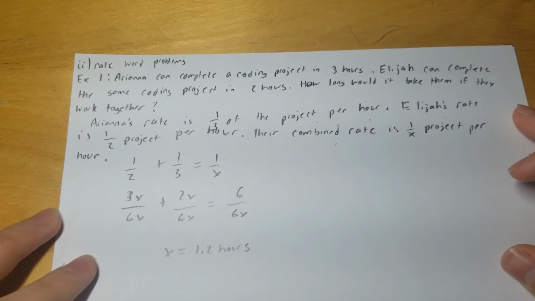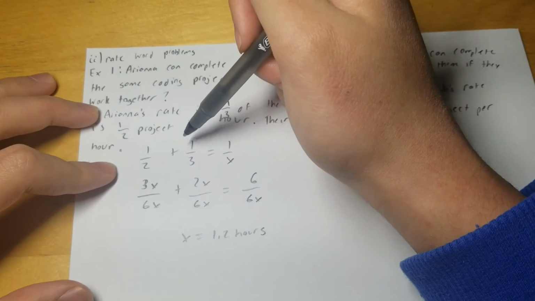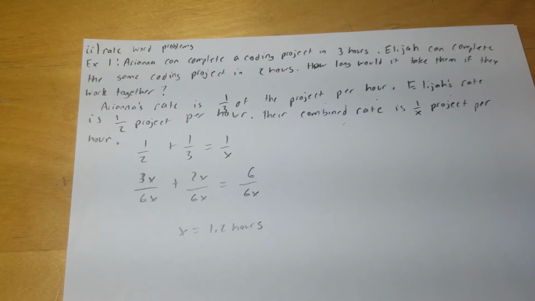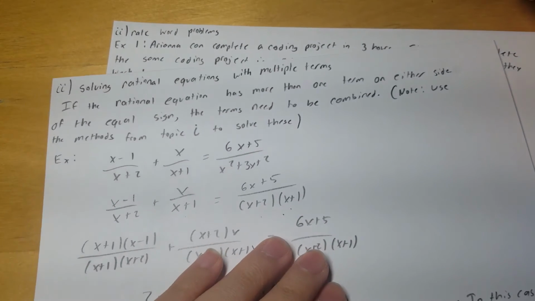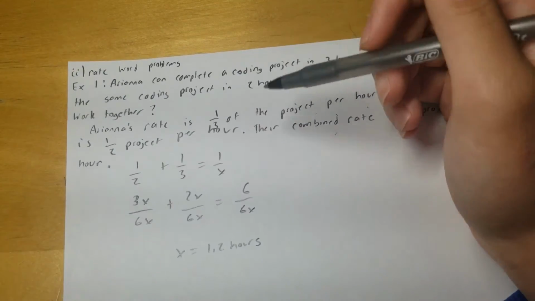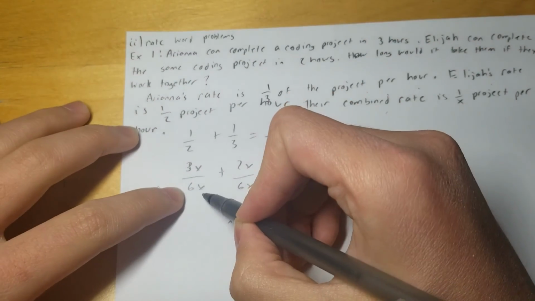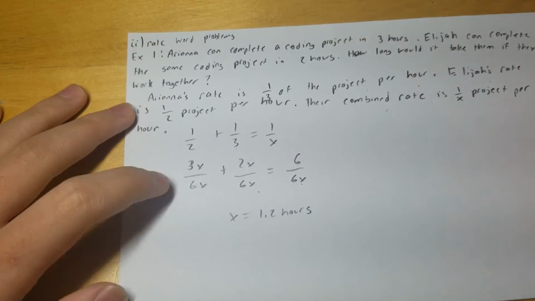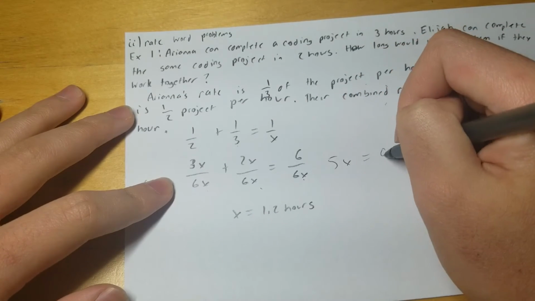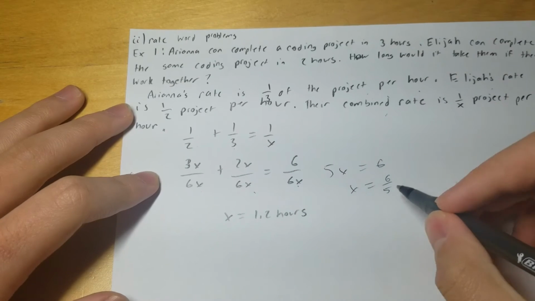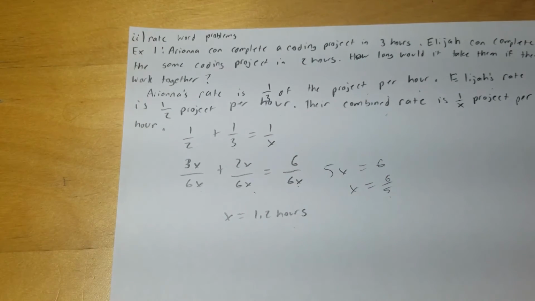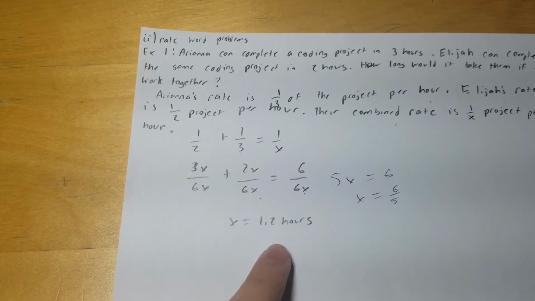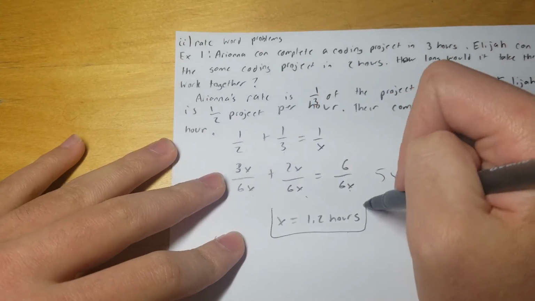So this would be a setup for an equation: 1/2 plus 1/3 equals 1/x. Once again, it's similar to a multiple term kind of thing. You just have to find the common denominator for all, which in this case would be 6x, because it's easily reached by all three. Adding it up and solving the problem, x would be 6/5, or 1.2 hours. So it would take them 1.2 hours to complete the same coding project. That would be the answer.